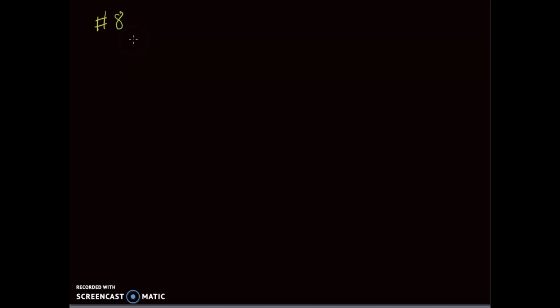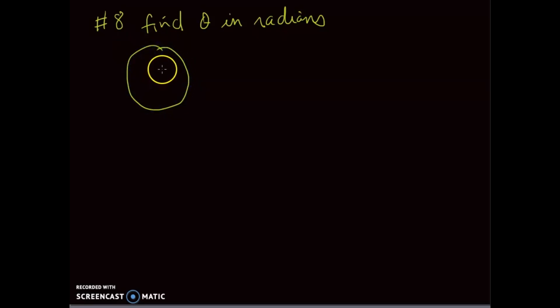Find the measure of each central angle in radians. I guess in a sense it's find the theta in radians. So we're given this picture. Let's see, getting better at these circles. 8 has this drawn in. Theta is right in here. R is 4. This length right here is 6.